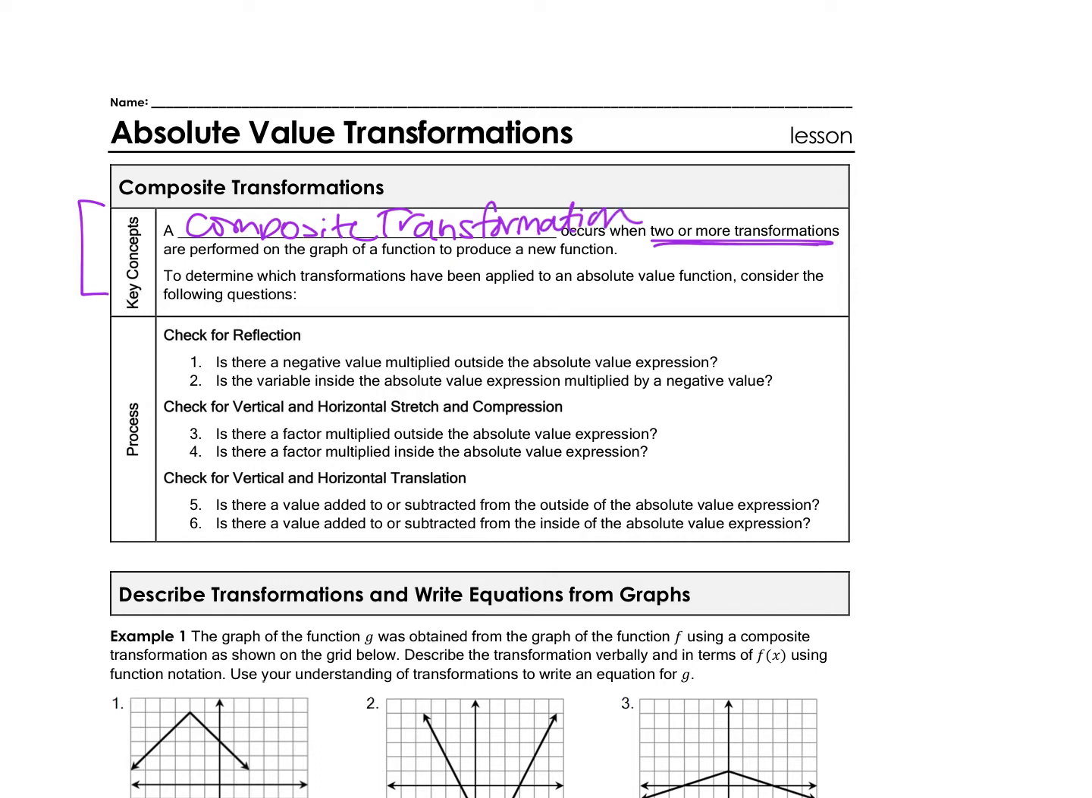To determine which transformations have been applied to an absolute value function, consider the following questions. Whenever you're checking for a reflection, you're looking to see, is there a negative value multiplied on the outside? Is there a variable on the inside that's multiplied by a negative? So those are your reflections, remember the negative. To check for a vertical or horizontal stretch or shrink, compression, is there a factor multiplied on the outside or on the inside? So that's what you're checking for there.